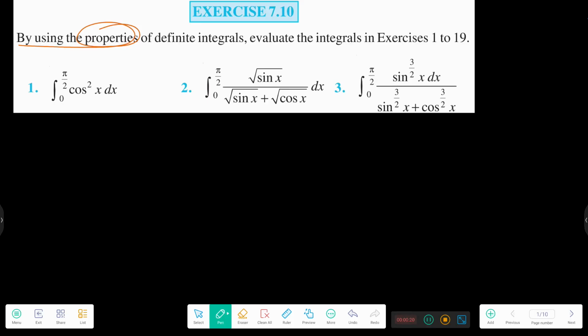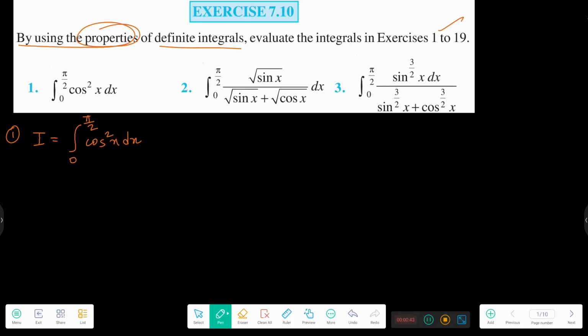With the help of properties we have to take a definite integral from 1 to 19. We have almost 7 properties, including subdivision, around 10 will come. Now we will go one by one. Question number 1 first: I equals integral from 0 to pi by 2 of cos square x dx.